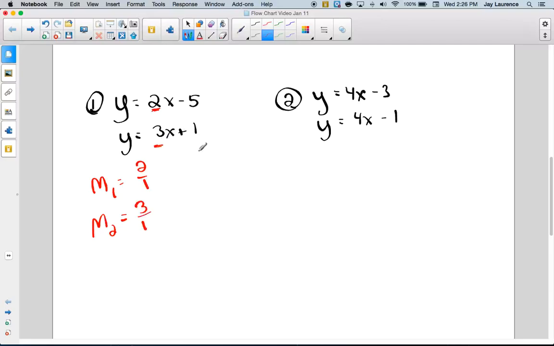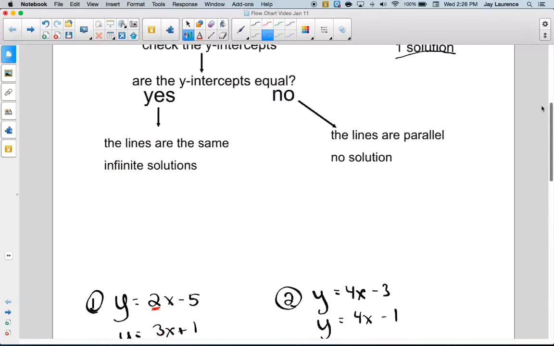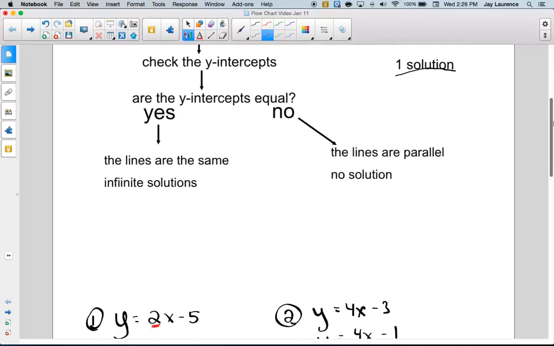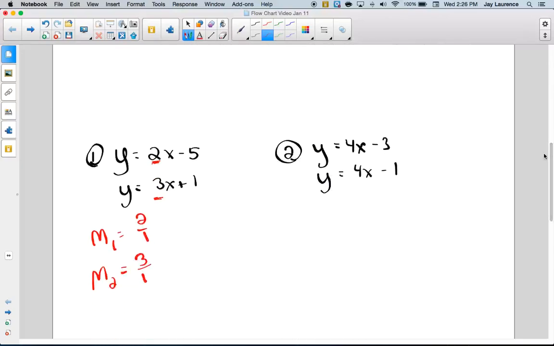Now, what does my flow chart tell me? Well, my flow chart tells me that since my slopes are not equal, the lines cross exactly once, there's one solution. Now, this doesn't tell me what the solution is. I could graph them both and find out where they cross, but it tells me that they are not equal to each other. Okay, let's try the second one.